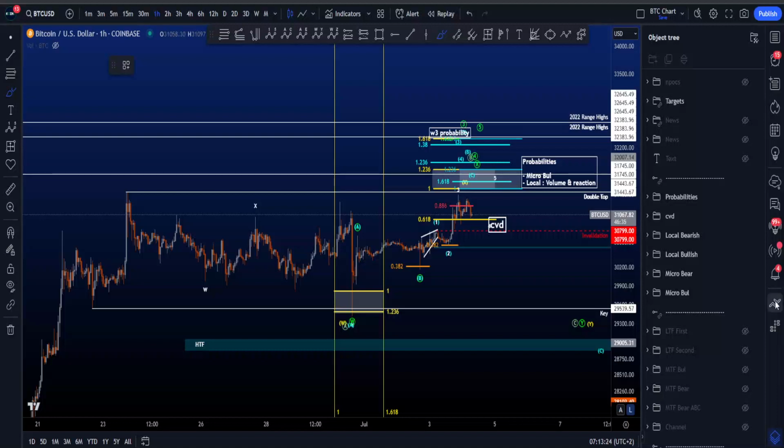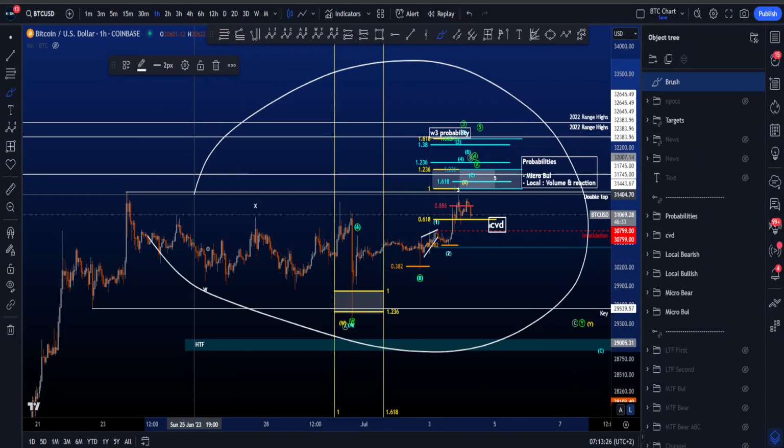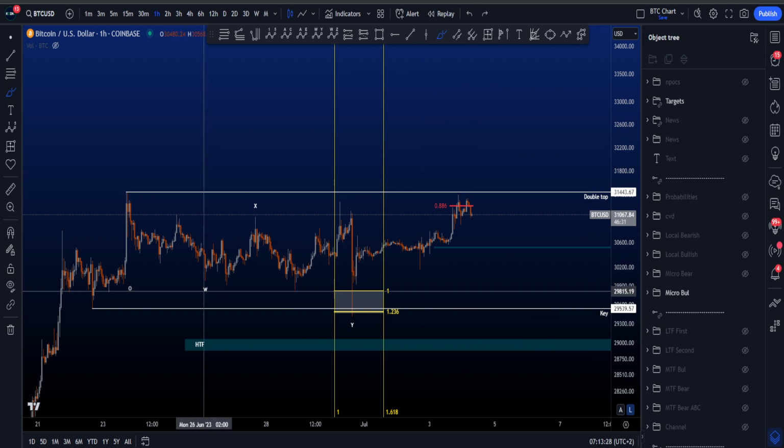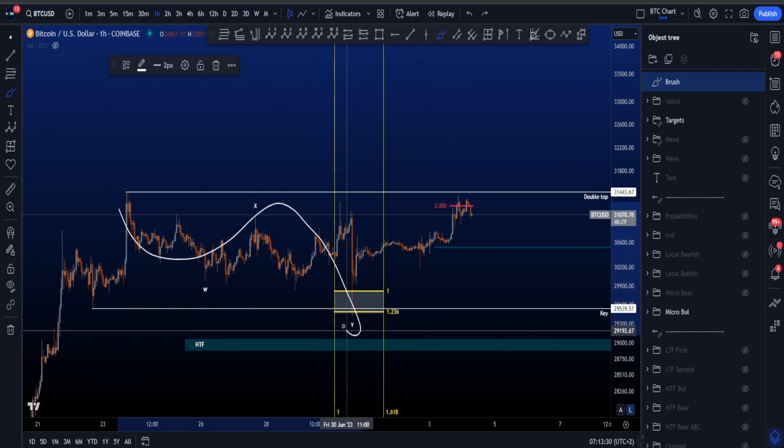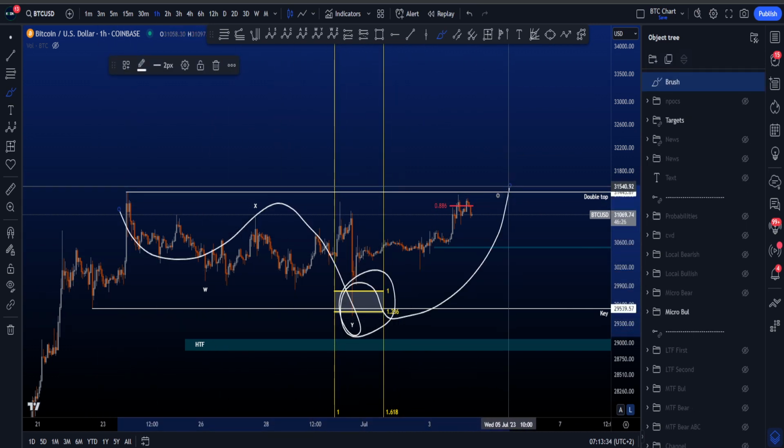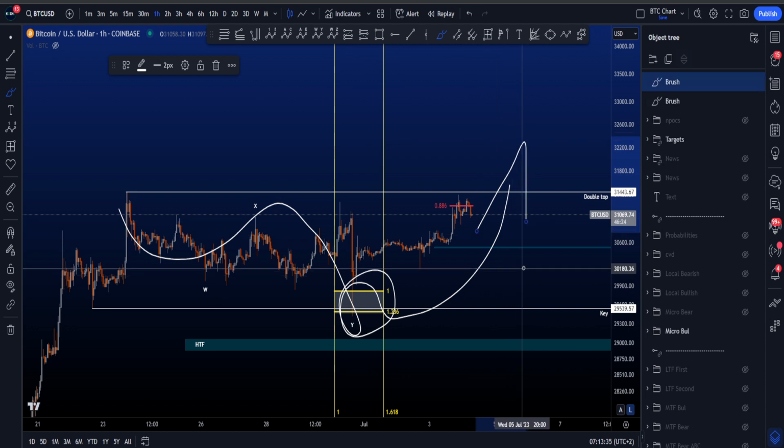Hi everyone, let's go over my micro and local bullish and bearish Elliott Wave scenarios on Bitcoin, starting with the micro bullish scenario where we've been looking for a three-wave structure hitting the target area for then continuation to the upside in an impulsive structure.